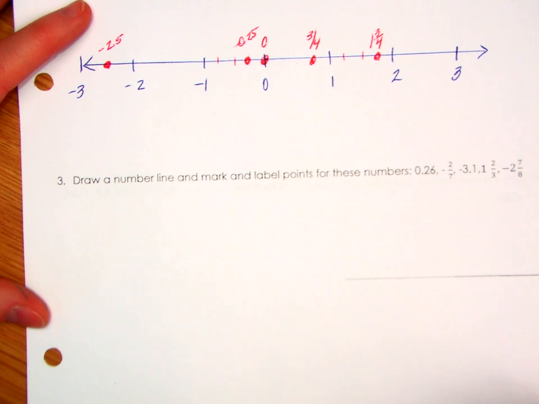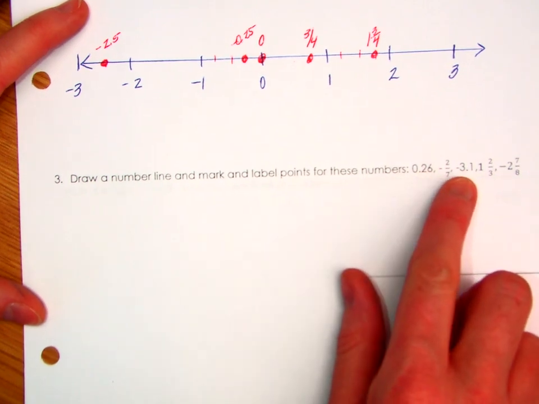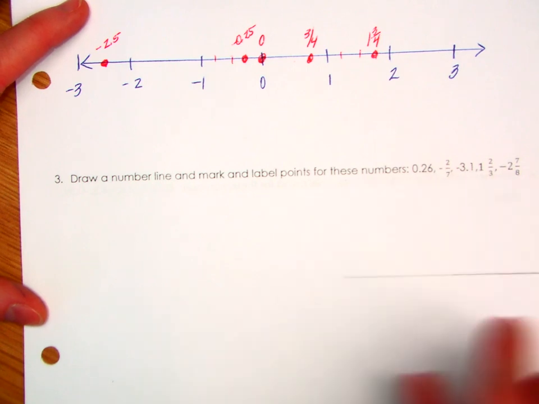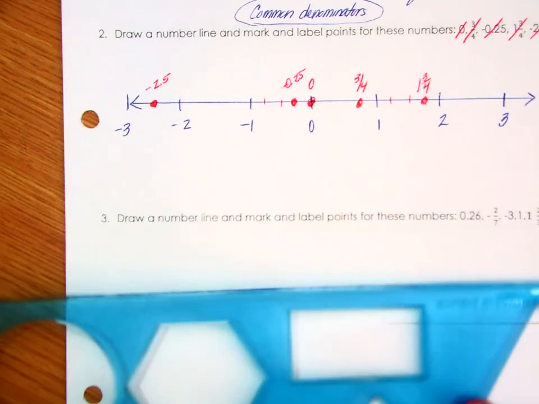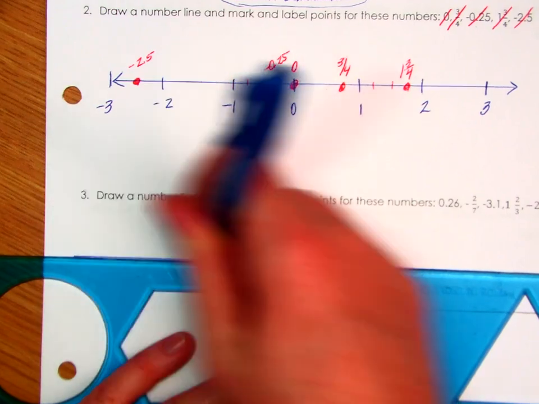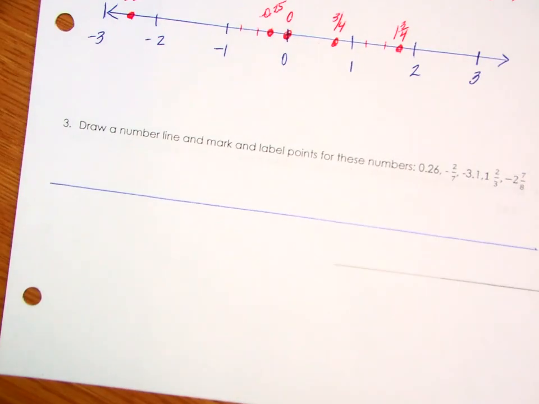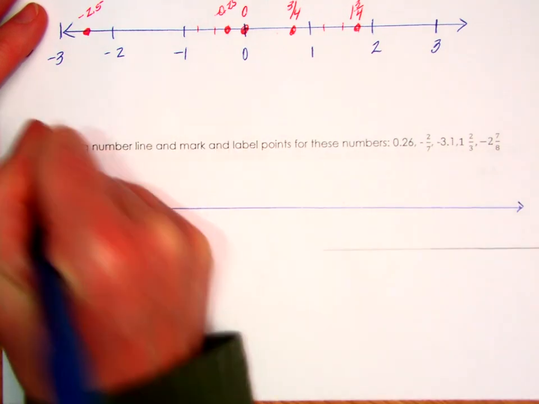All right, next one. Draw a number line and mark and label points for these numbers. Let's see, tiny, tiny. Goes all the way up to negative. It's higher on the negative side. Let's see, I might want to draw my hash marks a little bit closer this time than I did the last time. So I'm going to go in with a basic number line. Take my straight edge. Draw a line. Lines go on forever in both directions.